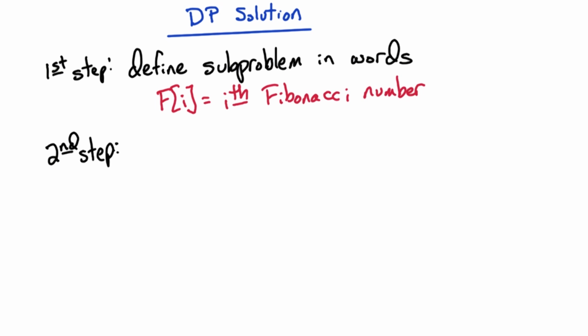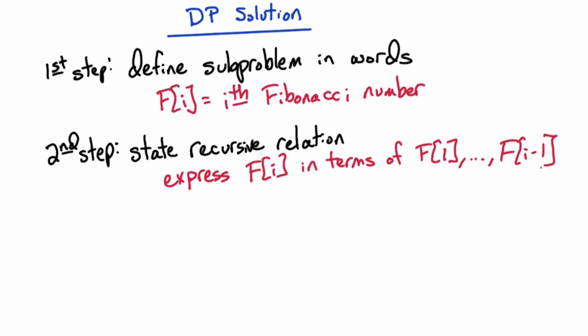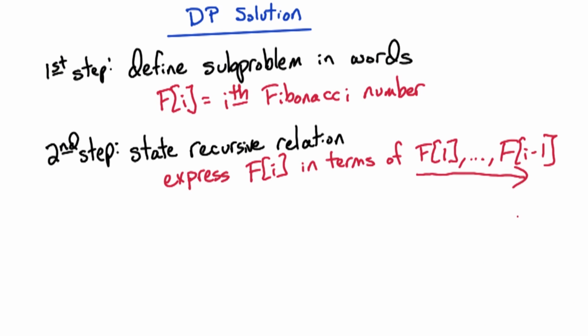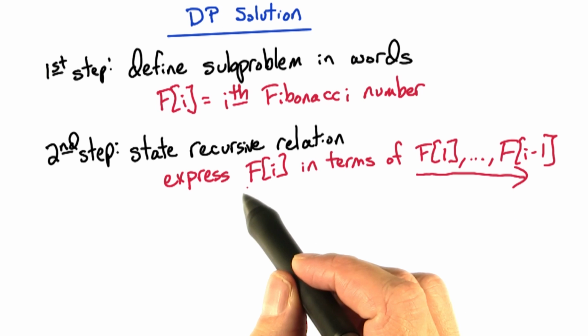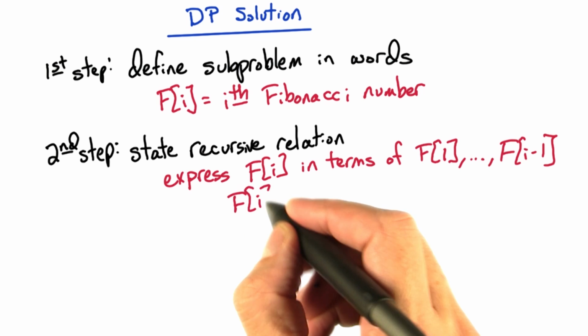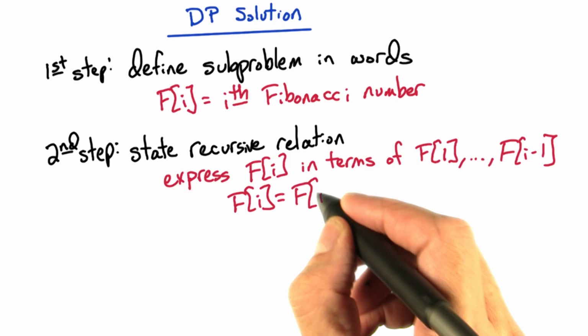The second step in our recipe is to state a recursive relation. We want to express the solution to the ith subproblem in terms of smaller subproblems. So for the instance of Fibonacci numbers, we want to express f of i in terms of f1 through f(i-1). Because if you recall our dynamic programming algorithm for computing the Fibonacci numbers, we computed f1 up through f(i-1). So those will be stored in our table, and then we can use those to compute f of i. Now for the case of the Fibonacci numbers, it was straightforward to express f of i in terms of smaller subproblems. Namely, f of i is the sum of the previous two Fibonacci numbers.